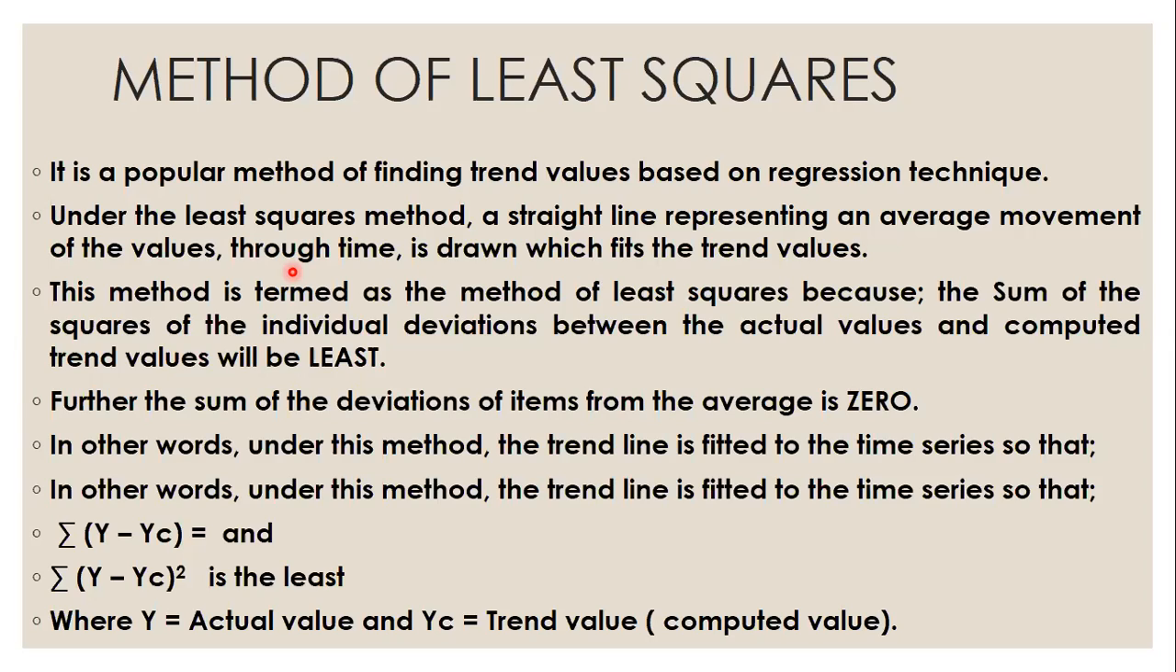When you put that onto the graph, it will give you one meaning to the graph, either an upward trend or a downward trend. So that is known as the method of least squares. This method is termed the method of least squares because, this is important, the sum of squares of the individual deviations between the actual values and computed values will be least. So what are we trying to do?